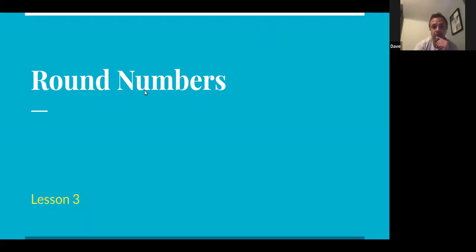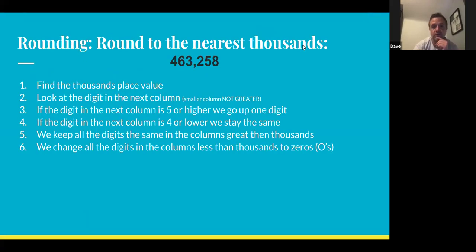So rounding, okay, for this one, rounding to the nearest thousand. So I see this number, 463,258. I know my job is rounding, and my what? That's my thousands. So I'm looking at what I have to do, and I know it's rounding. There's a couple of things I know about rounding, right? My zeros, trying to get my brain ready for that, and my thousands.